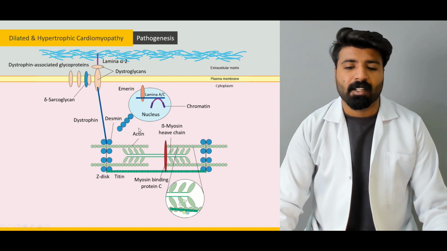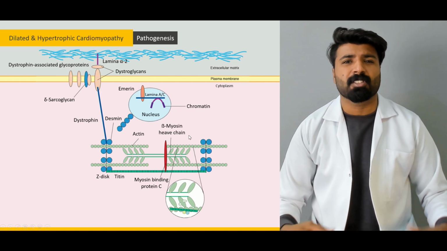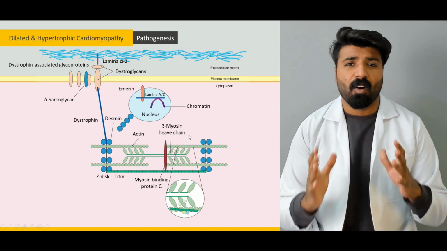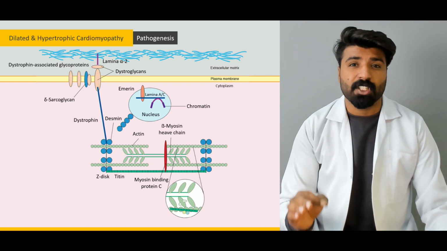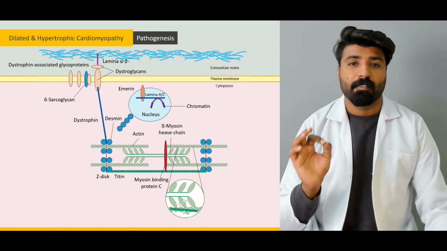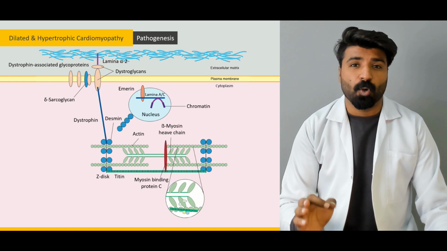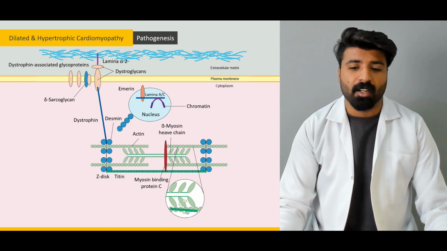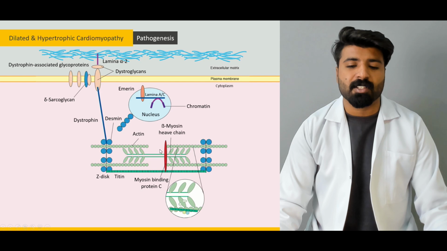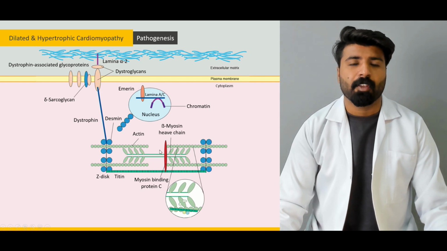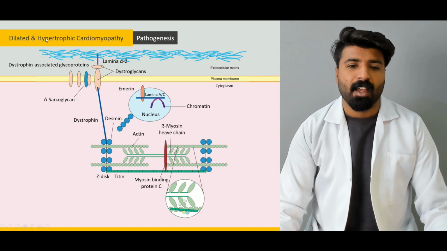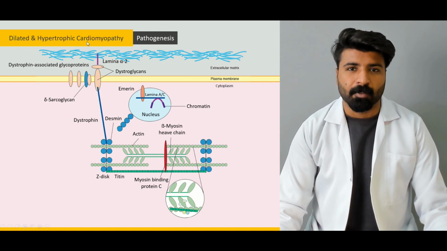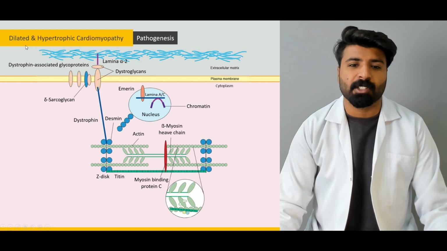Now let's talk about actin and beta myosin heavy chain and beta myosin light chain and myosin. All of these structures get affected when those genes which code for sarcomere proteins get mutated. The mutation leads to actin, myosin binding protein C. When all of these get affected, they will lead to both of these, dilated and hypertrophic cardiomyopathy. It won't lead to only dilated cardiomyopathy, it will also lead to hypertrophic cardiomyopathy.